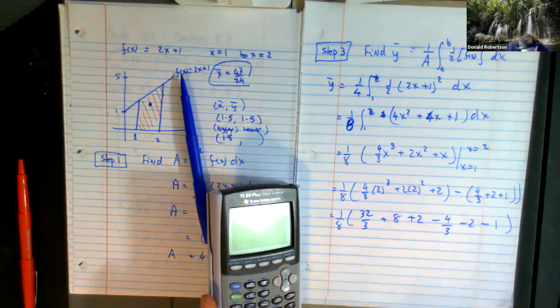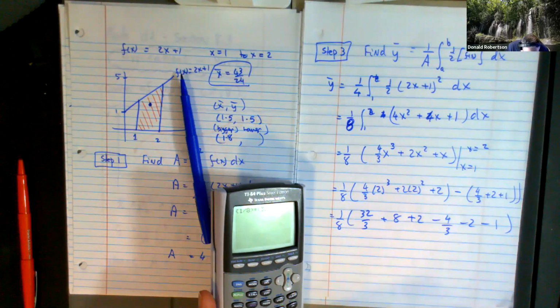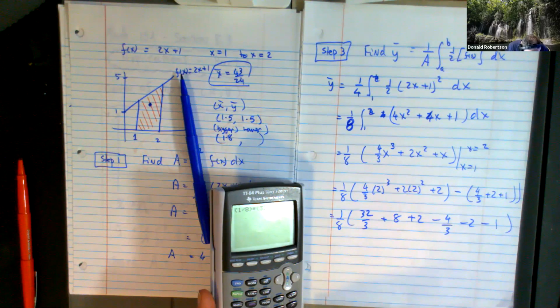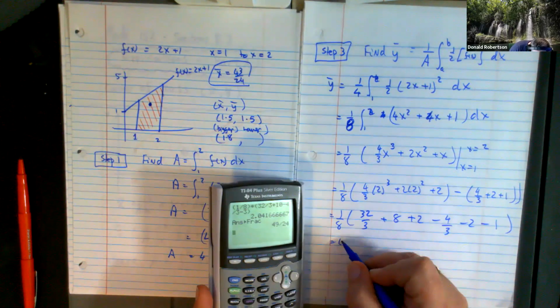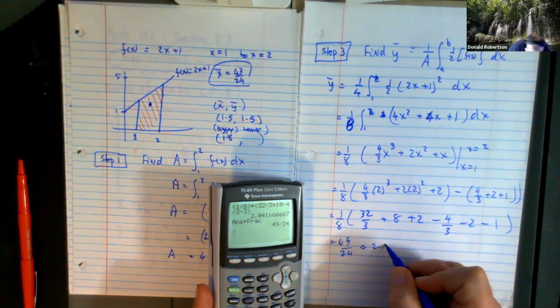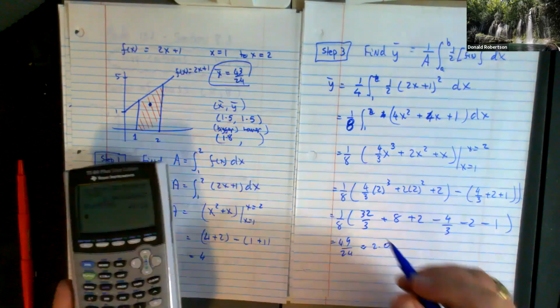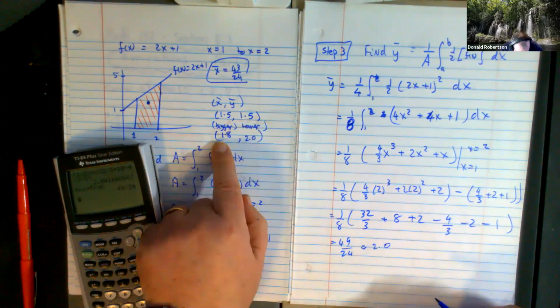Getting lazy. 1 divided by 8 times, in brackets, 32/3 plus 10. Take away 4/3, take away 3. I get that guy, number 1. It's 49/24, which is about, very roughly, 2.0 to 1 decimal place. So in fact, it's higher up than I thought it was, and more to the right than I thought it was.